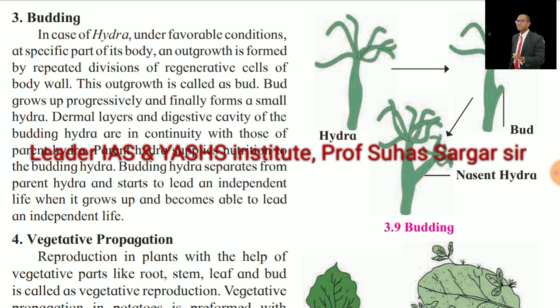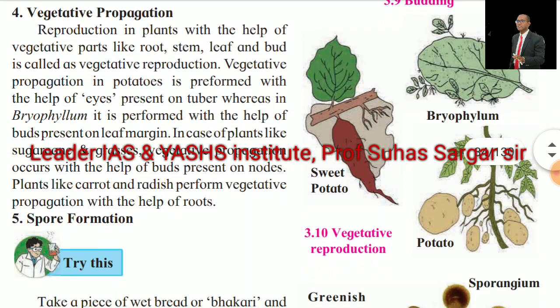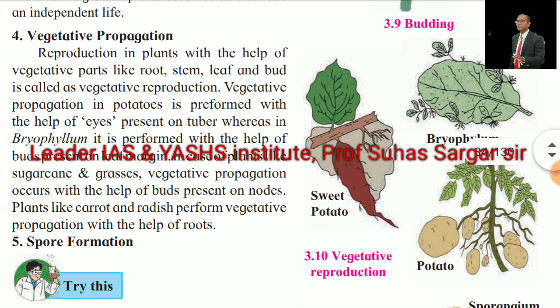The budding hydra separates from the parent hydra and starts to lead an independent life when it grows up and becomes able to lead an independent life. See the picture of budding. Also, see the picture of vegetative reproduction.